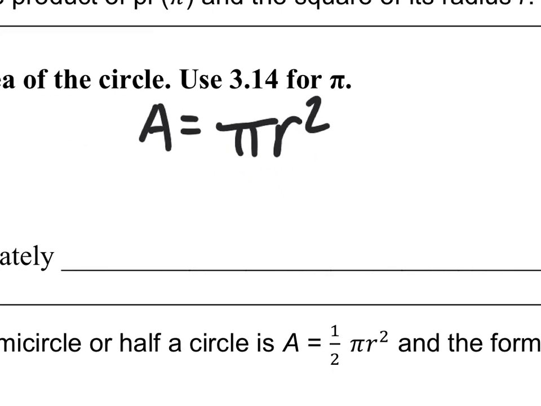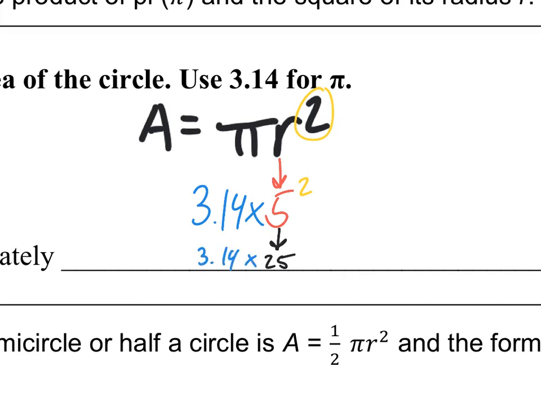So I'm going to plug in a 5 right here. And we have to square that because that's what this 2 means. And then our number for pi is just 3.14. Multiply those two. So now I'm just going to work it out piece by piece. 5 squared is 25, because 5 times 5 is 25. Now I have to multiply that times 3.14. Obviously, I can't do it like this, so I've got to set it up properly first. So off to the side, I'm going to do 3.14 times 25.